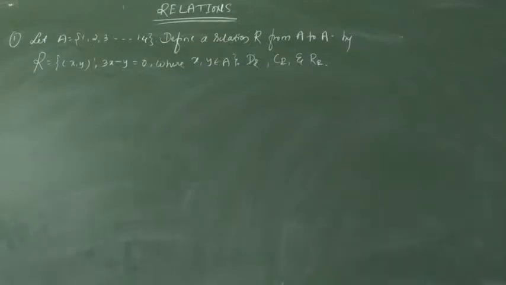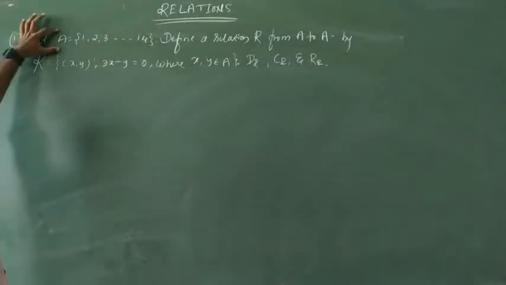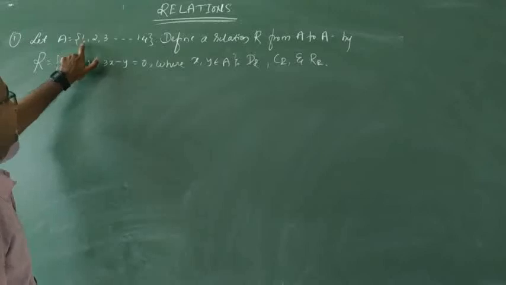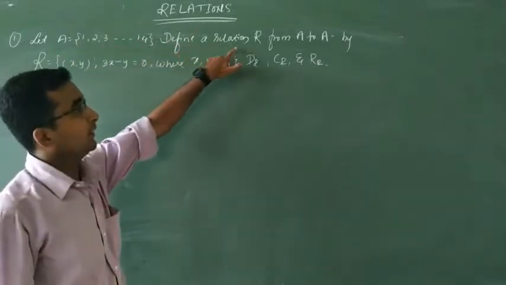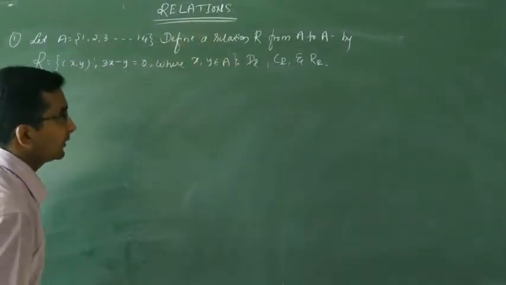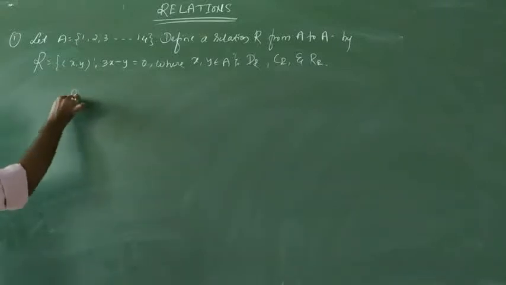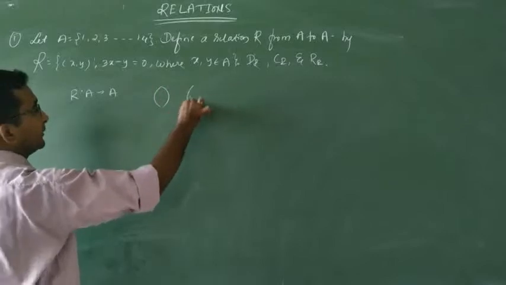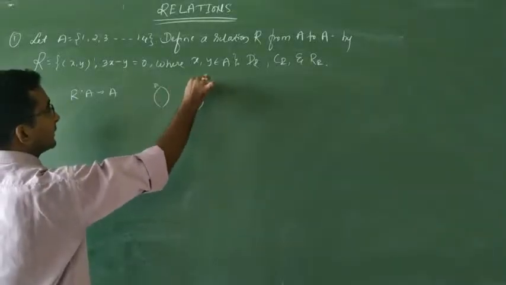So in the first example from exercise 2.2, this is what they have given. The set A has the elements from 1 to 14. Define the relation R from A to A. Already I told you, R from A to A: these are the two sets. This is also a set.